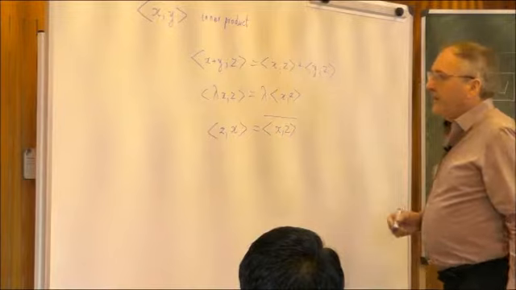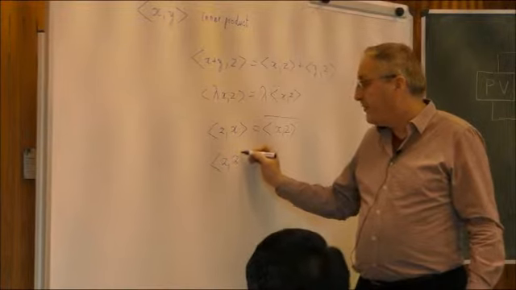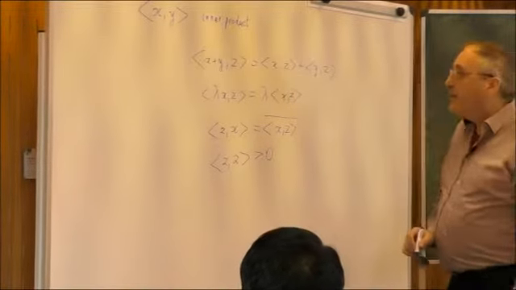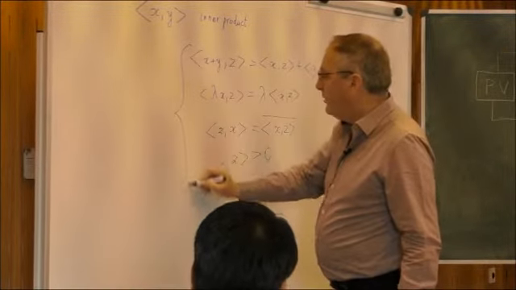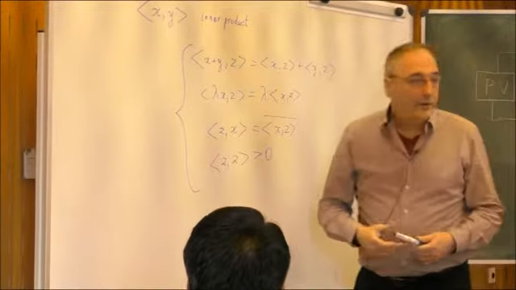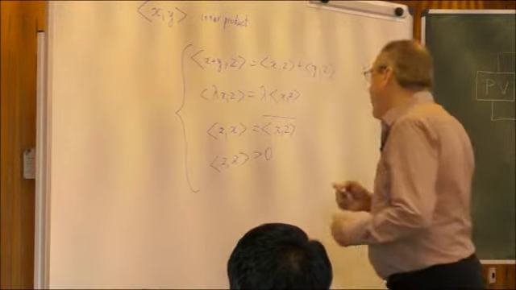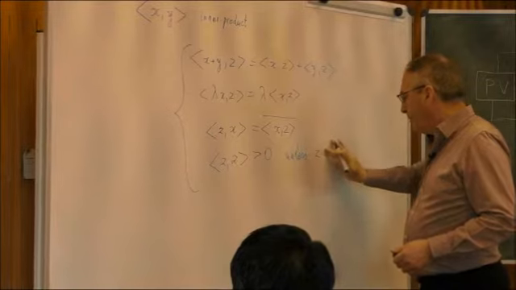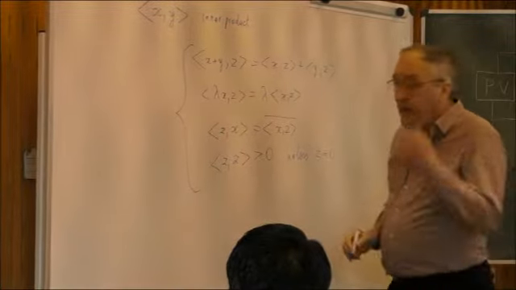Then another property required of any inner product is that when you multiply a vector with itself, the result must be positive, always, unless the vector is 0. I think that's all. So any function defined on pairs of vectors which satisfies these four properties is called an inner product.